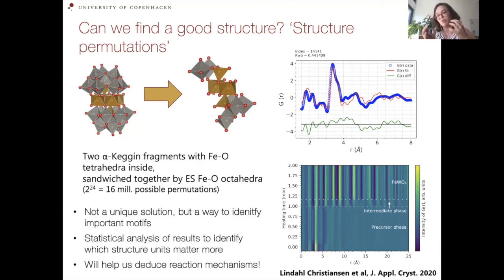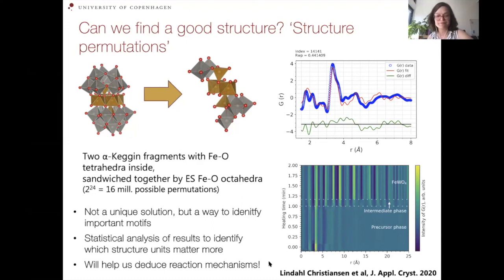When we show structures like this, and this is still something we're learning how we can analyze, it's not to say that this is a unique solution to the structure problem or that this is the structure of the cluster that we have, but it's a way to identify the important motifs that would be in the structure at this point. We need some statistical analysis of these results before we can really say too much about the structures, but it will help us in understanding what's important. Therefore, we can do this to all of our data and then deduce some reaction mechanisms. This data isn't published yet, but we show a little bit about the structure in this paper that came out earlier this year in the Journal of Applied Crystallography.